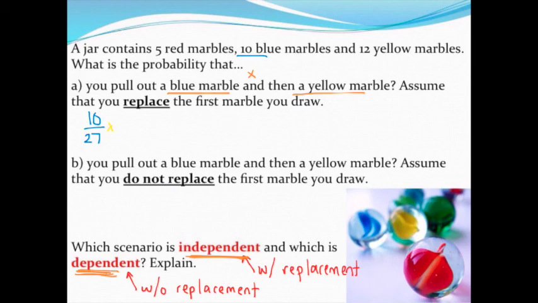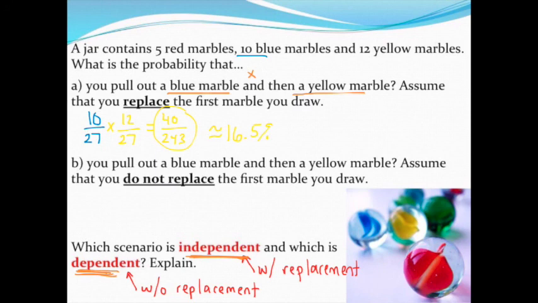I'm going to multiply that then by the probability of getting a yellow marble. Well, there's 12 yellow marbles. There are still 27 in the jar because I've replaced everything. So multiplying those two probabilities together will get me the probability of both things happening. Using a calculator and simplifying gets me a probability of 40 out of 243. Of course, probability can be expressed as a percentage or a decimal or a fraction. So I can change that to about 16.5% if I'd like to.